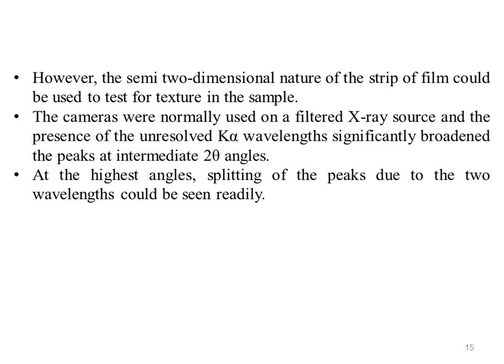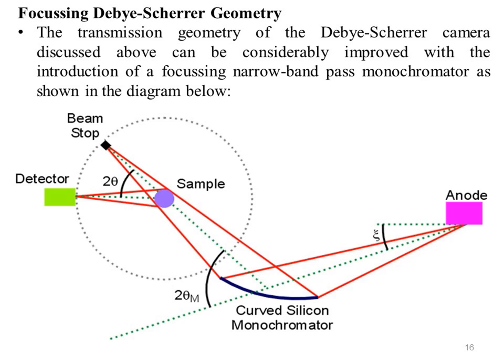Now, focusing Debye-Scherrer geometry. The transmission geometry of the Debye-Scherrer camera discussed above can be considerably improved with the introduction of a focusing narrow band pass monochromator, as shown in the diagram below.